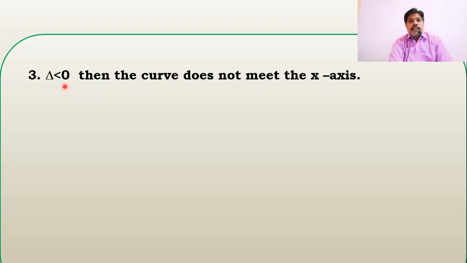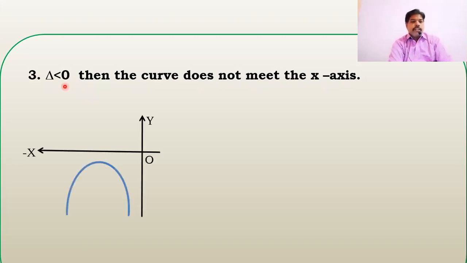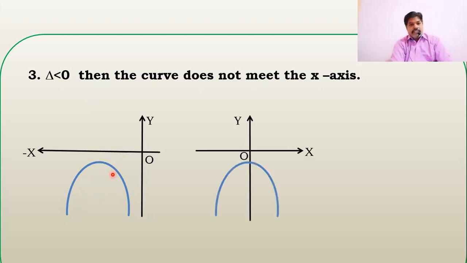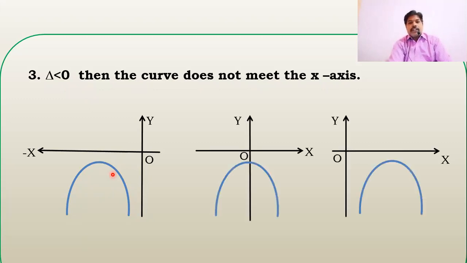So the given expression doesn't have real roots. That means here it is a lower parabola. Why? Because a is less than 0, it is a lower parabola, and it does not touch the x-axis. Similarly, three cases will arise, and you can take different points. So that means three cases will arise.